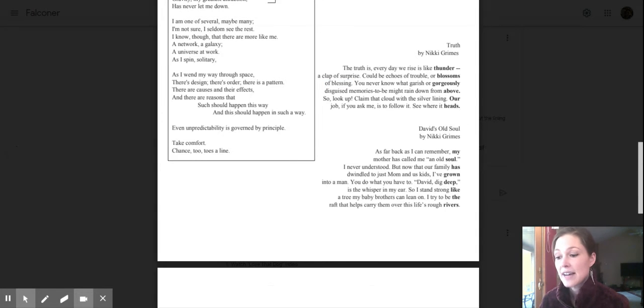The truth is, every day we rise is like thunder, a clap of surprise. Could be echoes of trouble or blossoms of blessing. You never know what garish or gorgeously disguised memories to be might rain down from above. So look up. Claim that cloud with a silver lining. Our job, if you ask me, is to follow it, see where it heads.